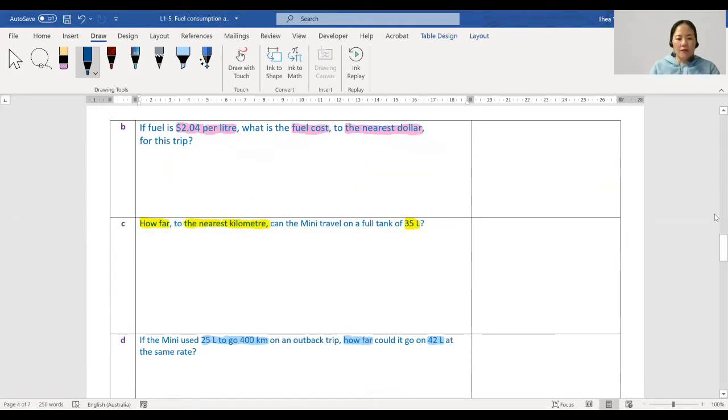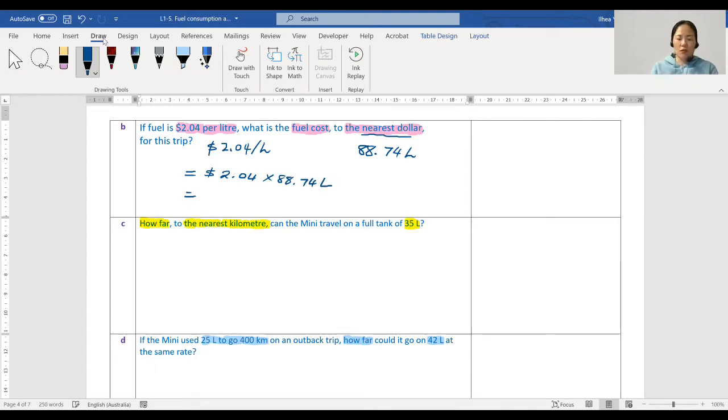Okay, next one. If fuel is $2.04 per liter, what is the fuel cost to the nearest dollar for this trip? $2.04 per liter. We had 88.74 liters. So for this trip, $2.04 times 88.74, because 1 liter is $2.04 and there are 88.74 liters. So you just have to times it. So it's going to be 181.0296, but it says to the nearest dollar, so it'll be $181.